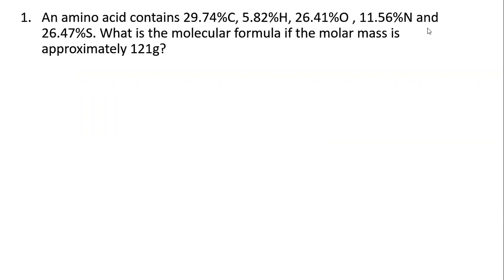So here we have an amino acid, contains carbon, hydrogen, oxygen, and nitrogen, along with sulfur. What's the molecular formula? The molar mass is approximately 121. So again, this 121 is the molar mass of the molecular formula. And so in our first step, we're going to assume a 100-gram sample. So now we can get the mass of each element.